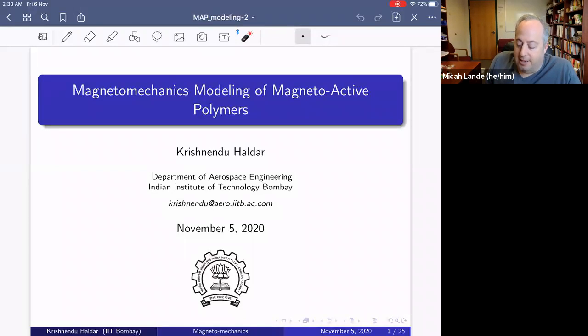So his talk today, he'll talk about polymers infused with magnetic particles and how you could change the characteristics of the properties of that material and models for how that behaves. So welcome, Dr. Haldar, and you have the floor.